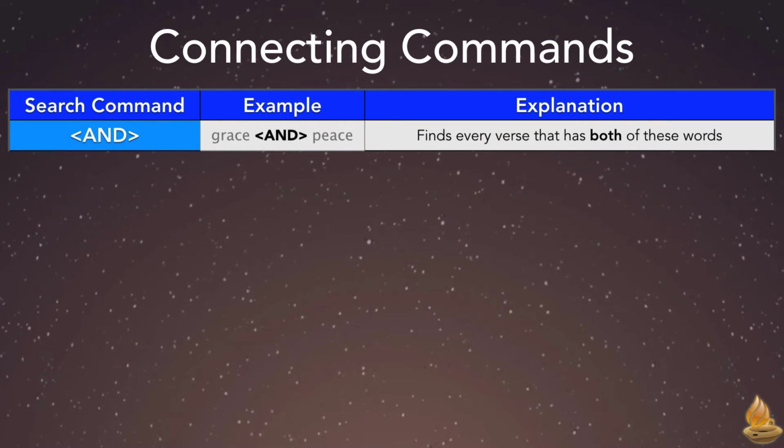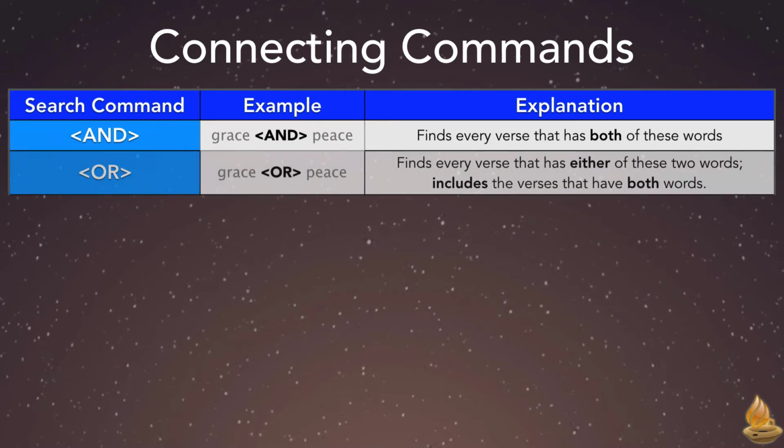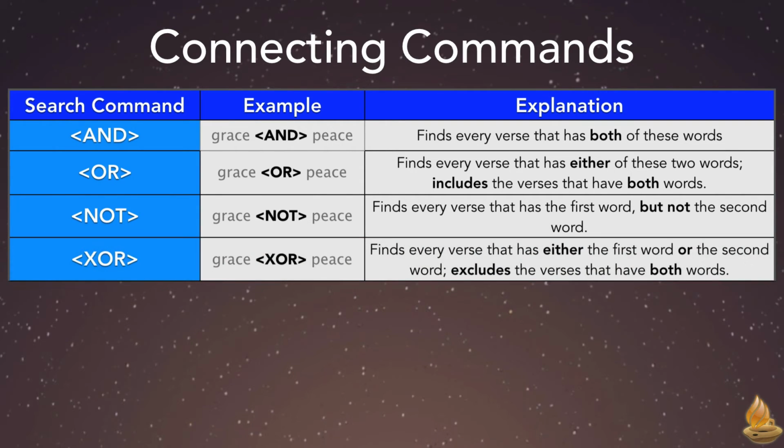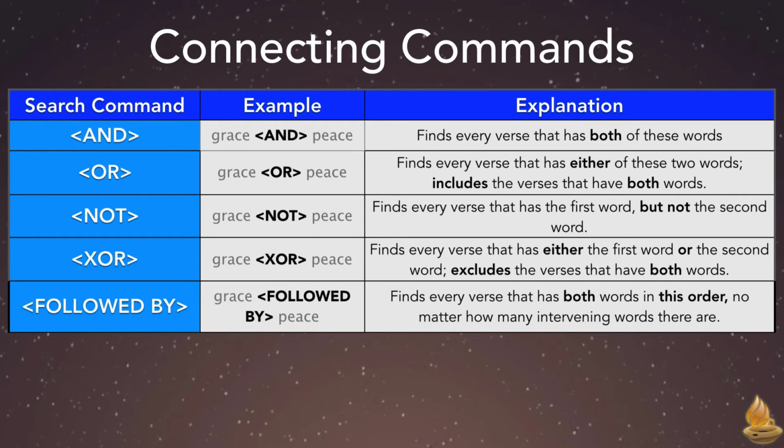And, for example, finds every verse that has both grace and peace. Or finds every verse that has either one of these two words and includes the verses that have both words. Not finds every verse that has the first word, but not the second word. XOR finds every verse that has either the first word or the second word, but it excludes the verses that have both words. Followed by finds every verse that has both of these words in this order, no matter how many intervening words there are.